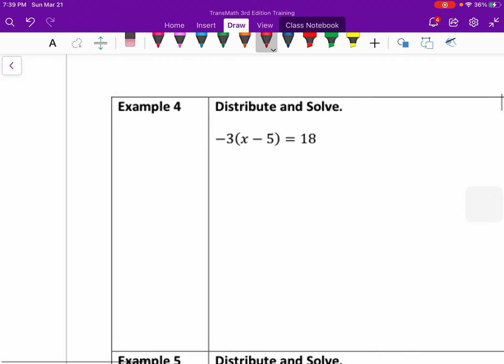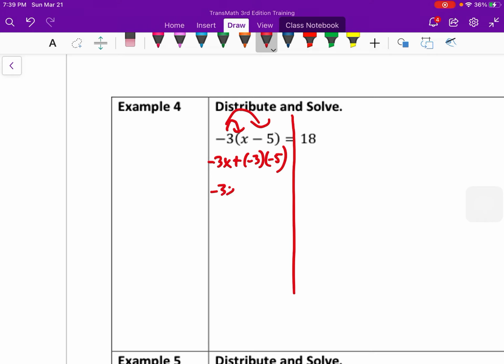Distribute and solve. So we're going to distribute the negative 3 through. So when we do that, it becomes negative 3 times x plus a negative 3 times a negative 5. This is negative 3x plus this product. We have a negative times a negative, so that'll be a positive 15 equals 18.